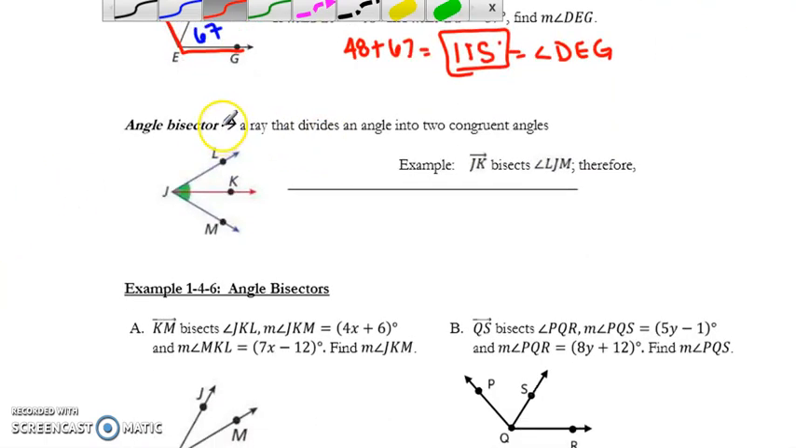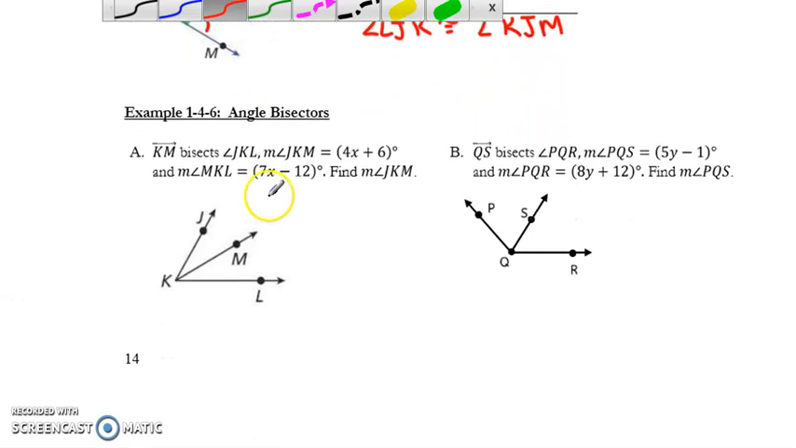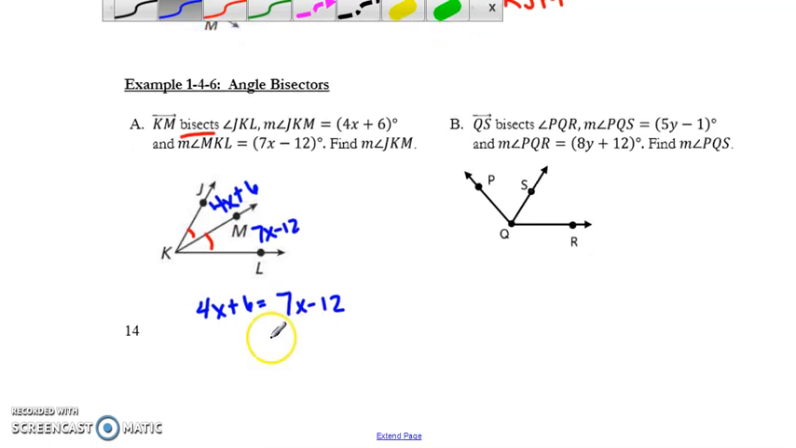So an angle bisector, we kind of talked about, is bisecting this into two congruent angles. So if that's the case, then we know that angle LJK is congruent to angle KJM. So let's go ahead and take a look at some examples where it talks about bisecting. Bisecting means that this is equal to this. So we can put those arc marks and then let's fill in what they give us. This would be 4x plus 6, and this would be 7x minus 12, and we know these are congruent, so we can go ahead and set them equal to each other. And then we can go ahead and solve.